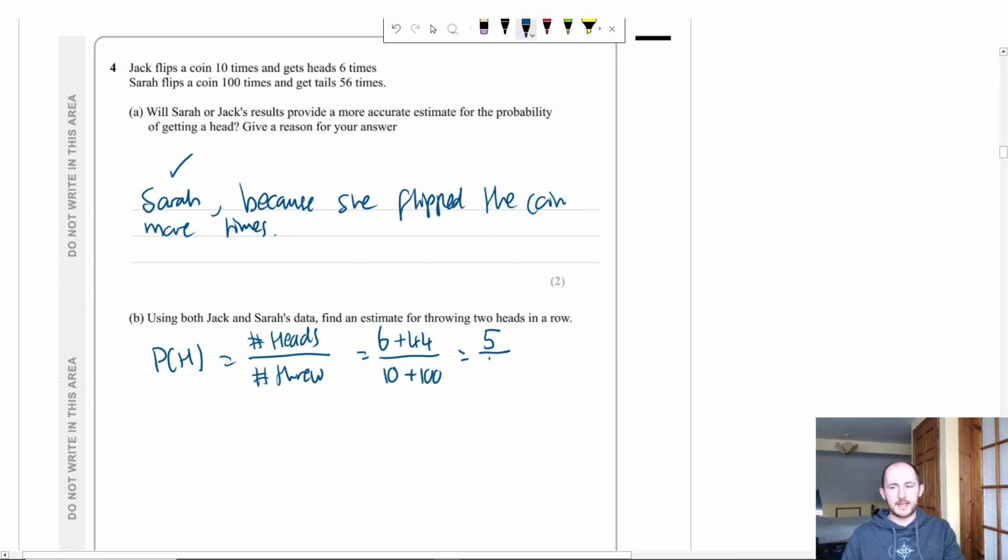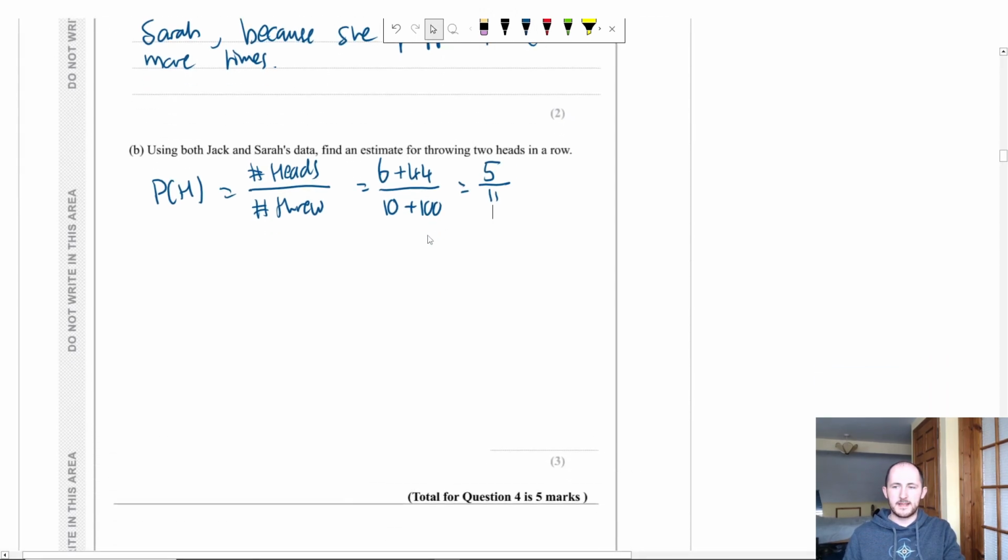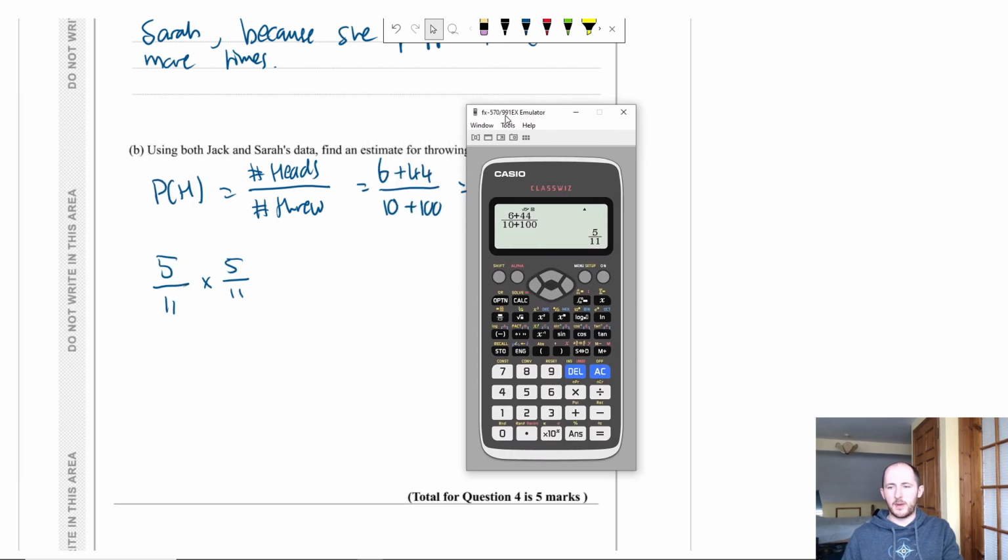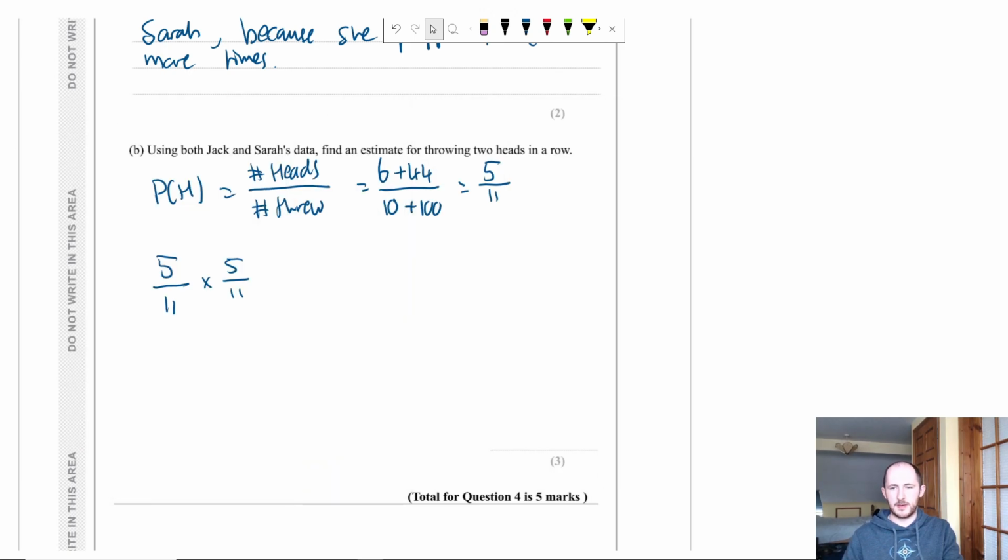Right? That's not our answer. It's what's the probability or an estimate for throwing heads twice in a row. So we need to then times it by itself. Okay? Which, by the way, is the same as squaring. So if you just put answer squared, that'll give you your answer. 25 over 121.